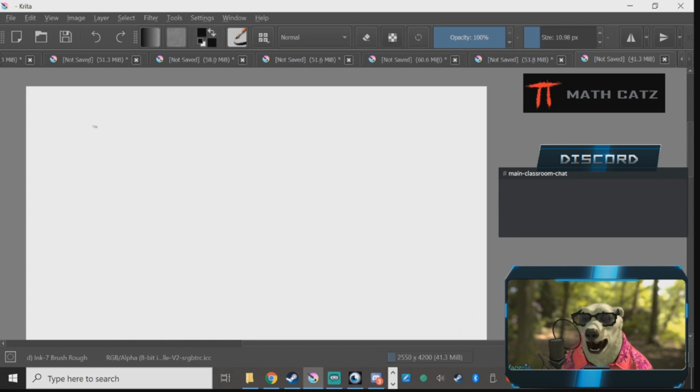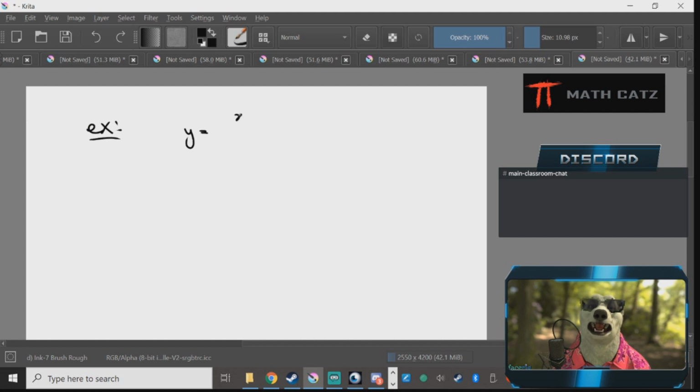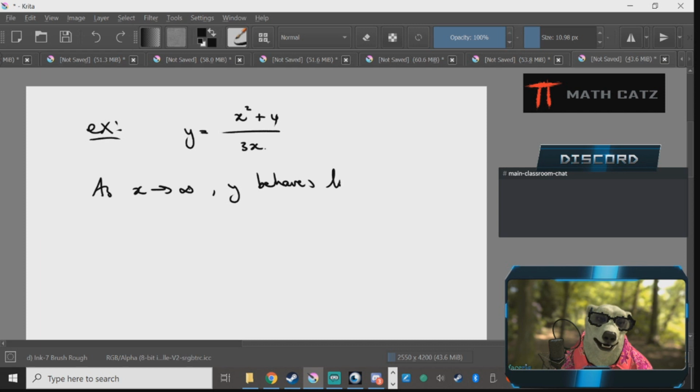It'll take like a minute. Let's just do an example quickly. And I have, let's just flip it around, x squared plus 4 over 3x. Long term. So let's take x going to infinity. It doesn't even matter which one. Y is going to behave like the ratio of leading terms. X squared over 3x, which I then simplify to 1/3 x.